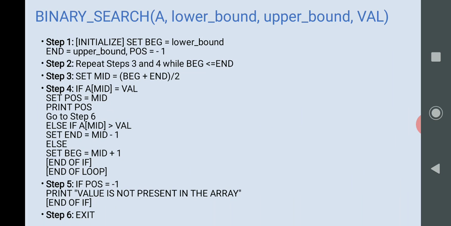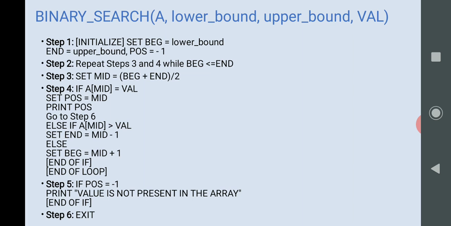So the algorithm is: I set the beginning, that is the lower bound, and I set end at the upper bound. So the lower bound is at the beginning and the upper bound is the end. And the position, I initially set it to -1. And I have to repeat the following step until my beginning is less than or equal to end. That is, I have to keep on searching. So I set the middle point at (beginning + end) by 2, that is half of the entire list. If my middle is equal to the value, I change my position to middle and I print the position, and I go to step 6, that is I exit.